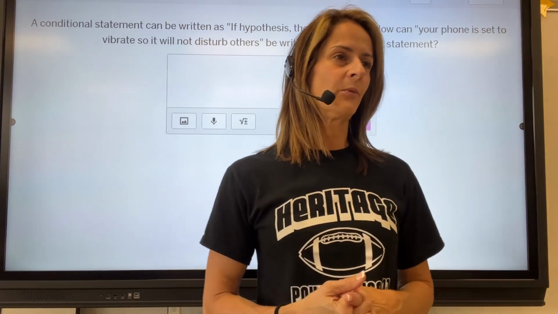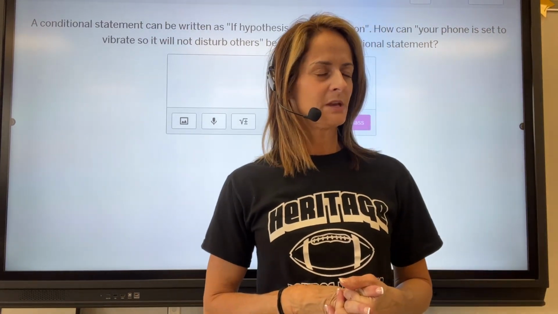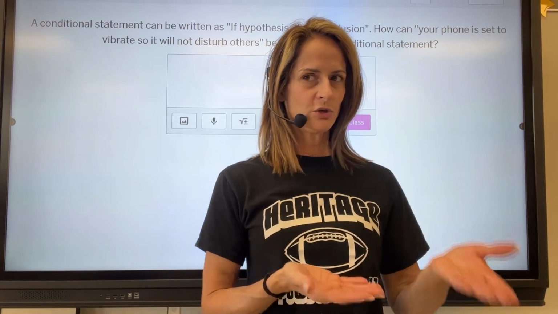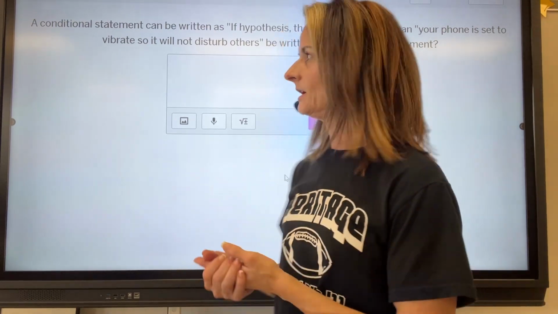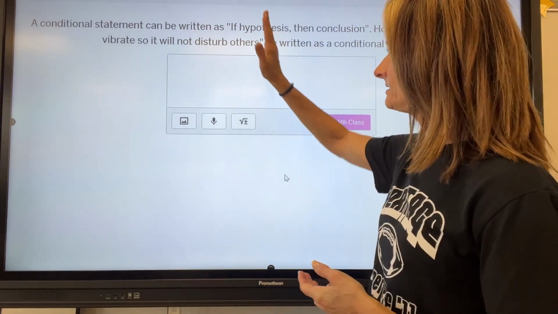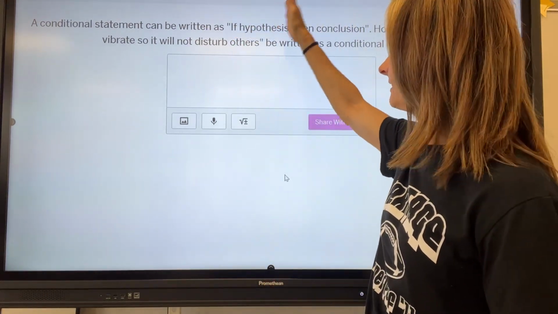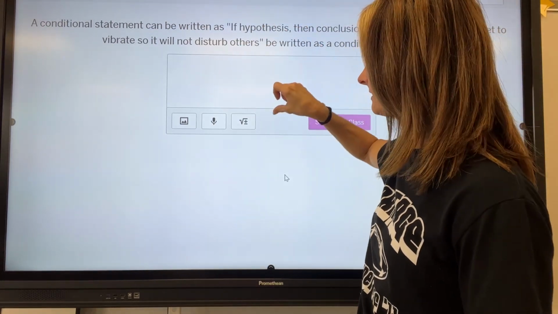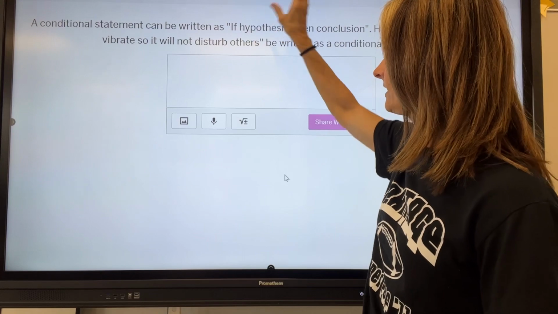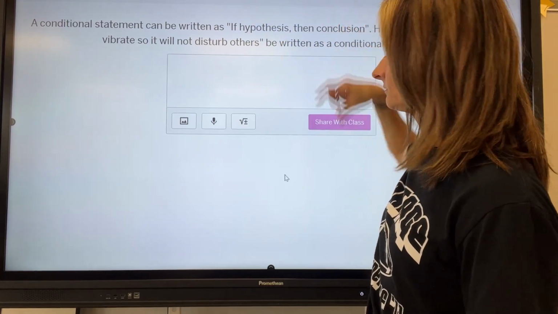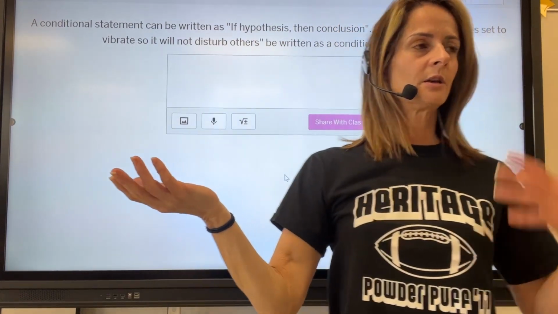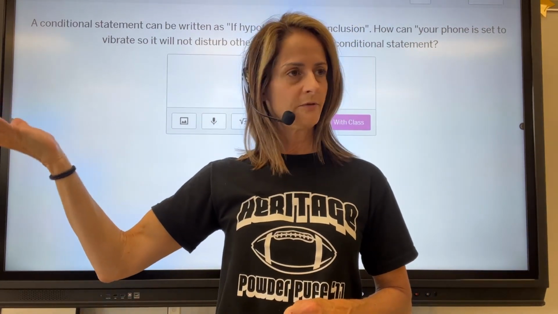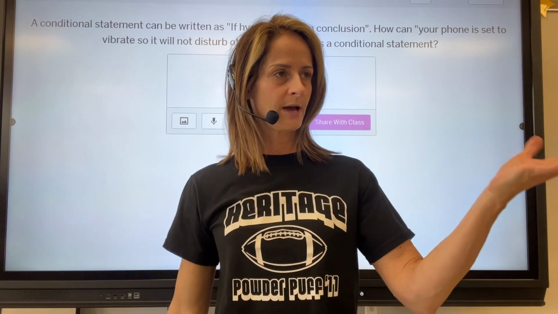The next concept we're going to go over is what a conditional statement is. We can make a statement and see if we can turn it into a conditional statement. A conditional statement is in the form if something, then something else. The hypothesis goes after the if, then the conclusion. Notice in science class, the hypothesis is what you say first, it predicts first, and the conclusion is what happens after.